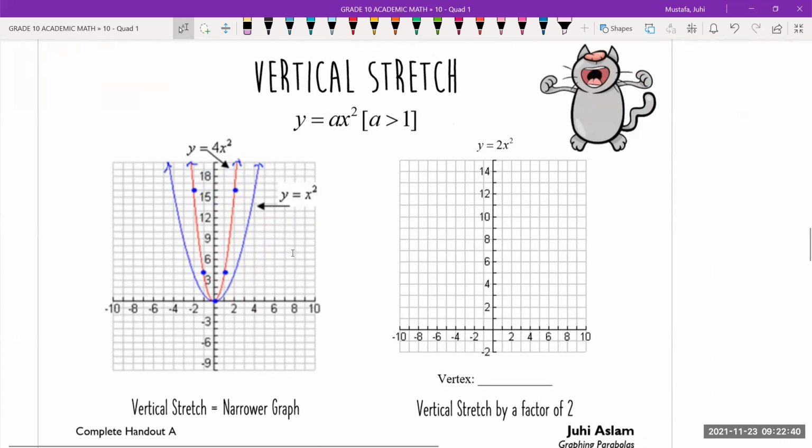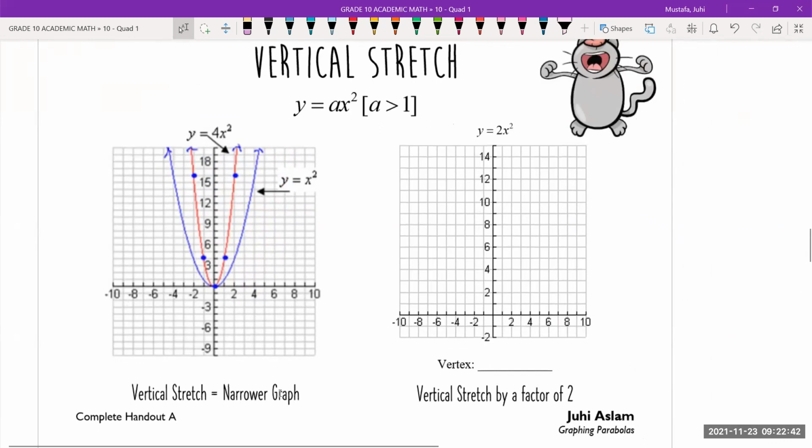And by the way, a vertical stretch means a narrower graph. So you know how you've been asking, like, will the step pattern always be 1, 3, and 5? The answer is it will always be 1, 3, and 5, except for when you have a vertical stretch or compression. So in this case, we're going to actually change our step pattern.